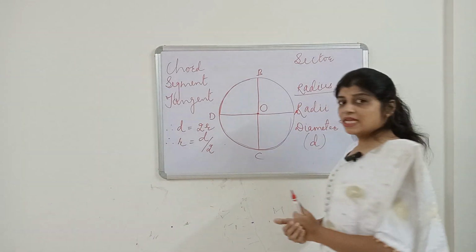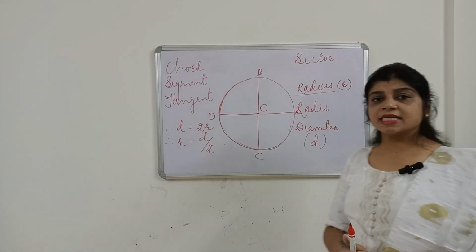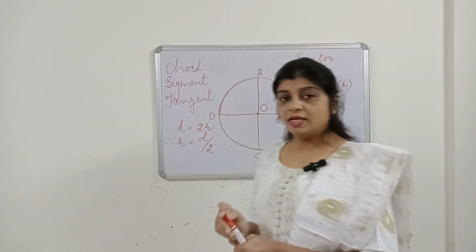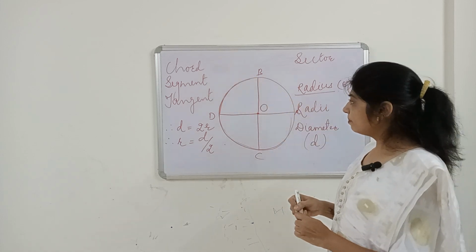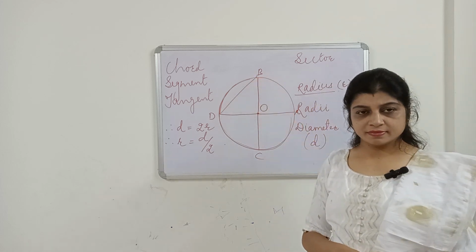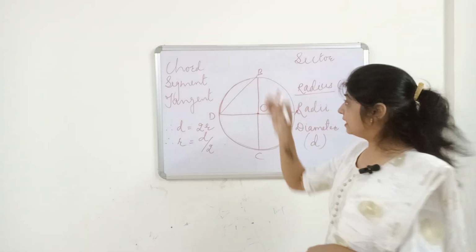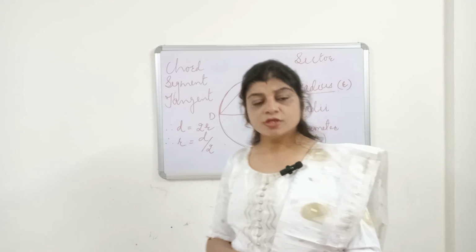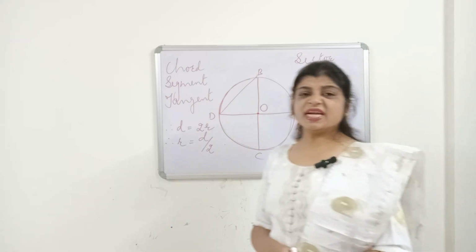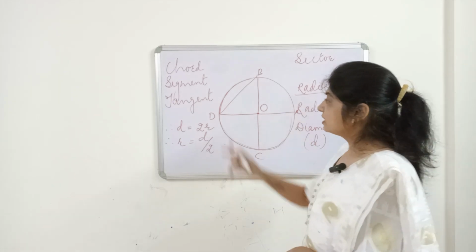A chord is a line segment which lies in the interior of the circle. Suppose I join this, this is a chord DB. The radius itself is a chord, and the diameter itself is a chord. So we say the diameter is the longest chord of the circle. If somebody asks you, or if in objectives it is asked, which is the longest chord of the circle, of course it's the diameter. So this is a chord.